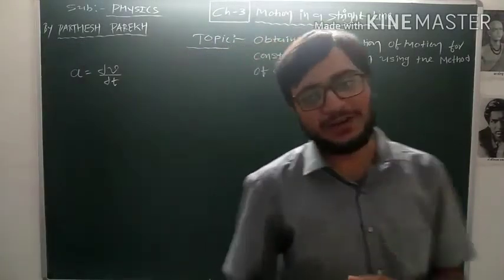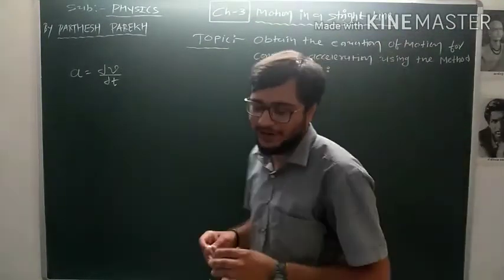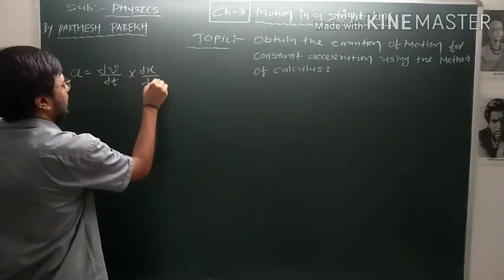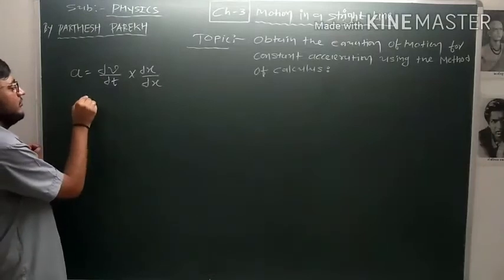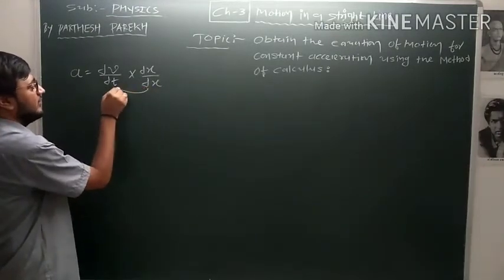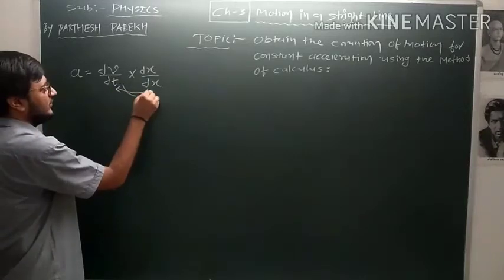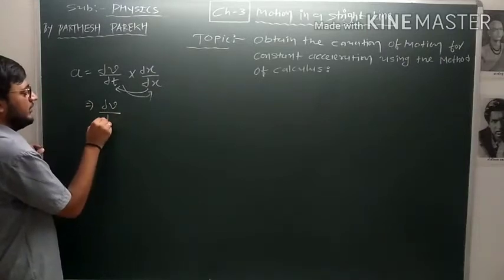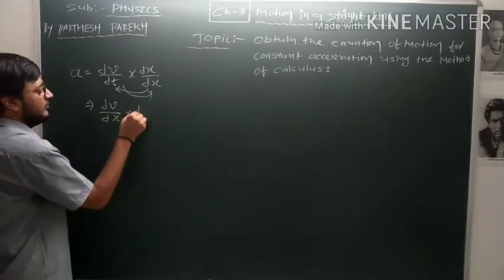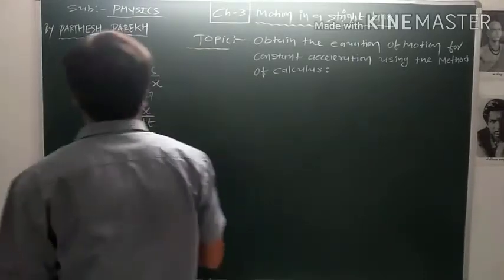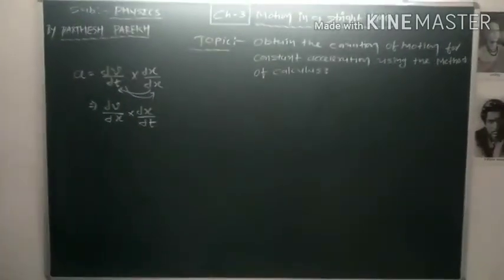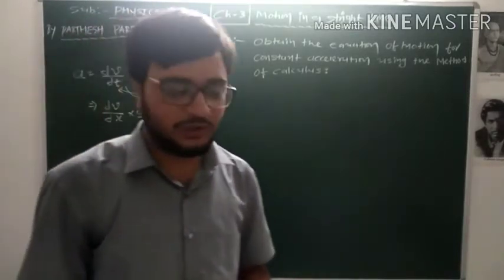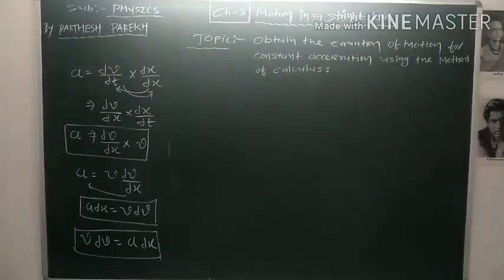Here we can multiply and divide by dx, the displacement. So we shift this dx to this side and dt to this side. Here we get dv by dx, then dx by dt. Why do we take this? Because we know that dx by dt is velocity. That's why. Now we integrate this term.